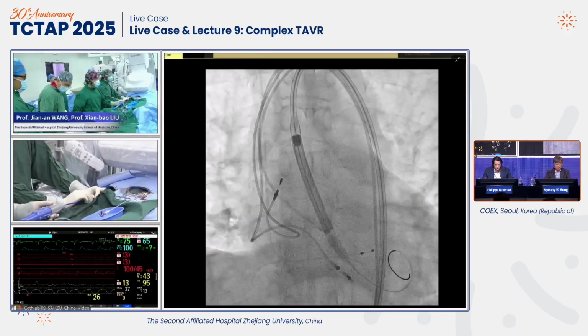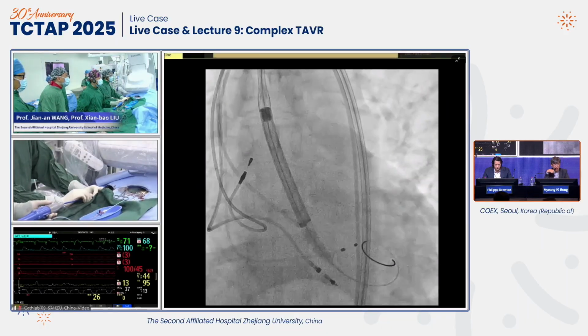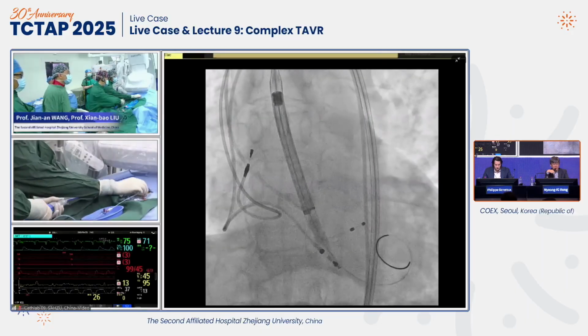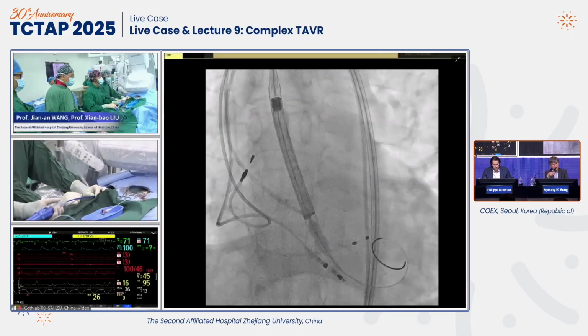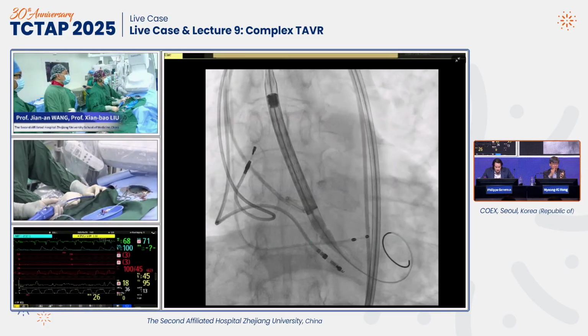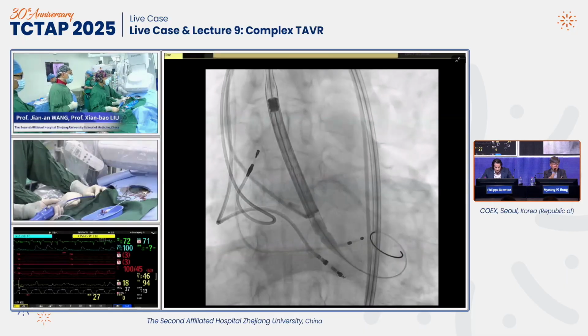When you start the deployment, the alignment is not actually parallel. There is some gap.